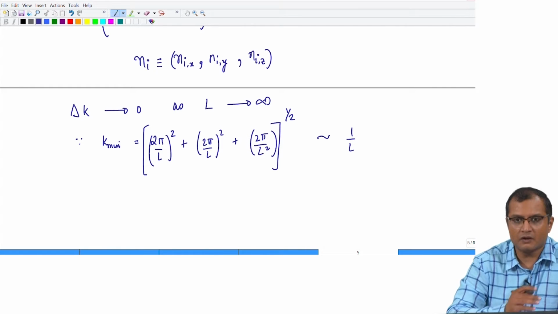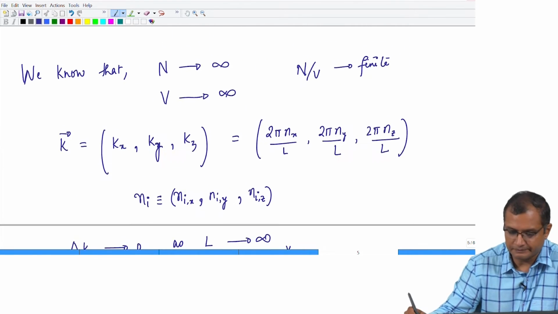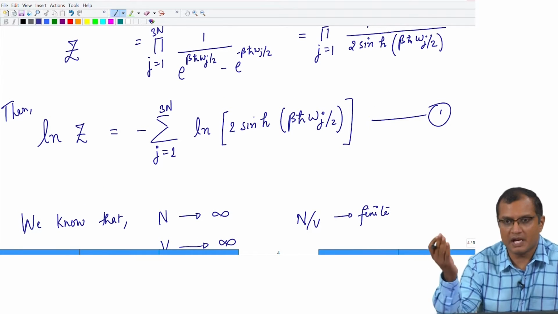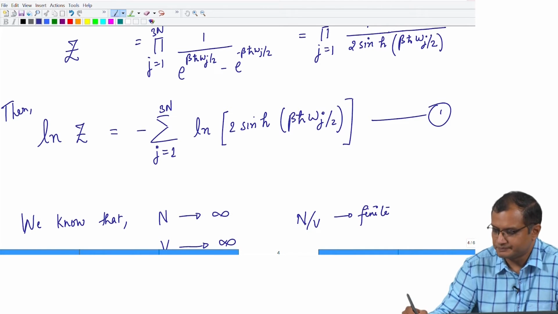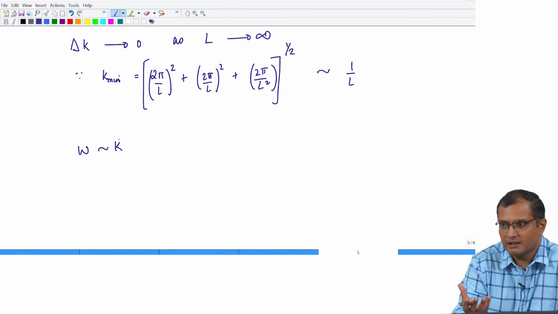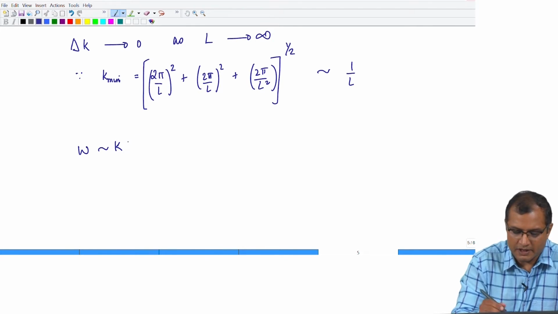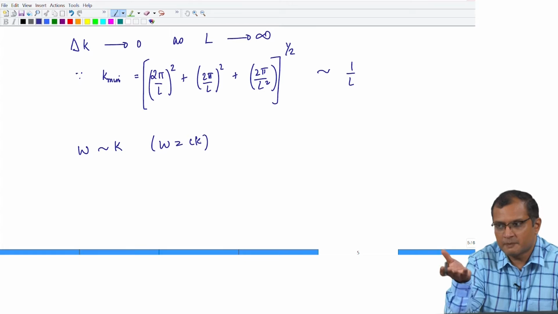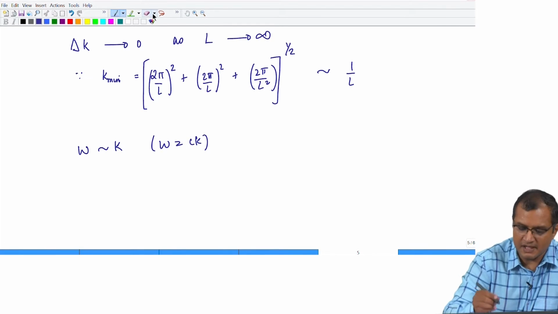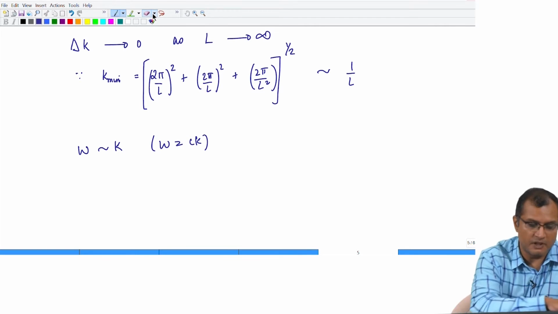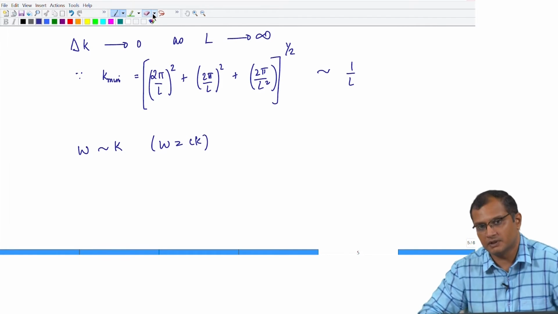So you can think of the summation here as turning into an integral. As modes come close, since omega is proportional to k, omega is actually c times k, if the k's are coming very close to each other, we expect the omegas to be very close as well. In fact, this c is not the velocity of light, this c is the acoustic speed. Please make the distinction here: my c is the acoustic speed, since we are talking about vibrations in a solid.